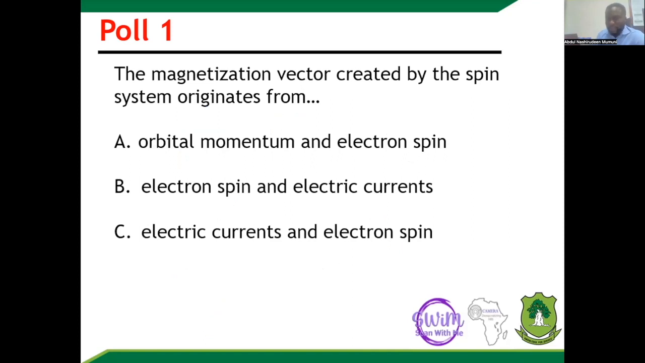And I'll need you to type out your answers. The question says the magnetization vector created by the spin system originates from which one of these combinations? Orbital momentum and electronic spin. Wow, perfect. So that's the answer. Yes, this is not to test you, but to keep you attentive. All right, so let's proceed. Orbital momentum and electron spin, I've already mentioned that in the previous slides.